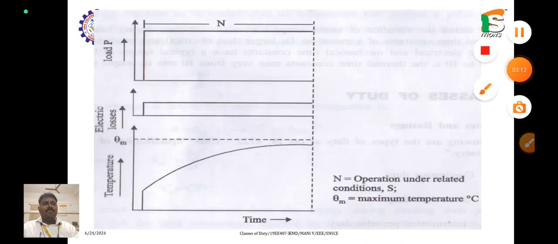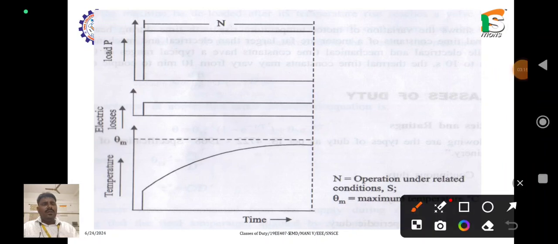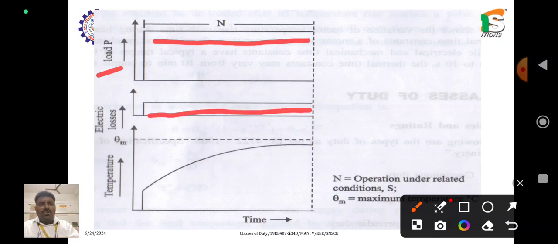Here the load is always constant throughout the operation, so that the losses are also constant throughout the operation.